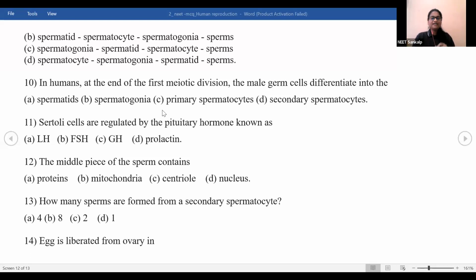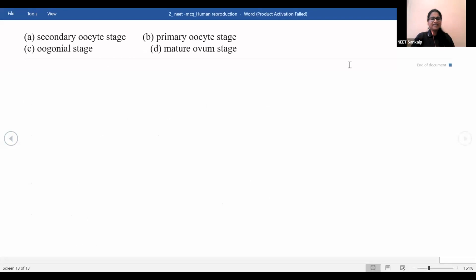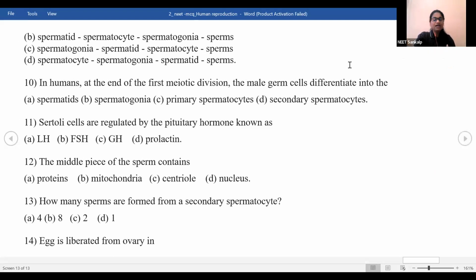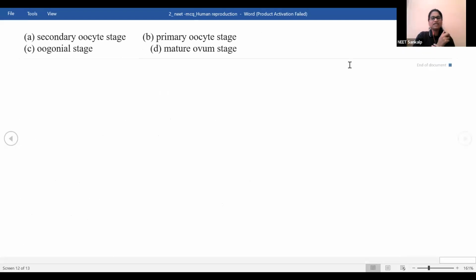Next question. Egg is liberated from the ovary in which stage? The options are: secondary oocyte stage, primary oocyte stage, oogonial stage, mature ovum stage. It actually relates to fertilization. I told you about the Graafian follicle.